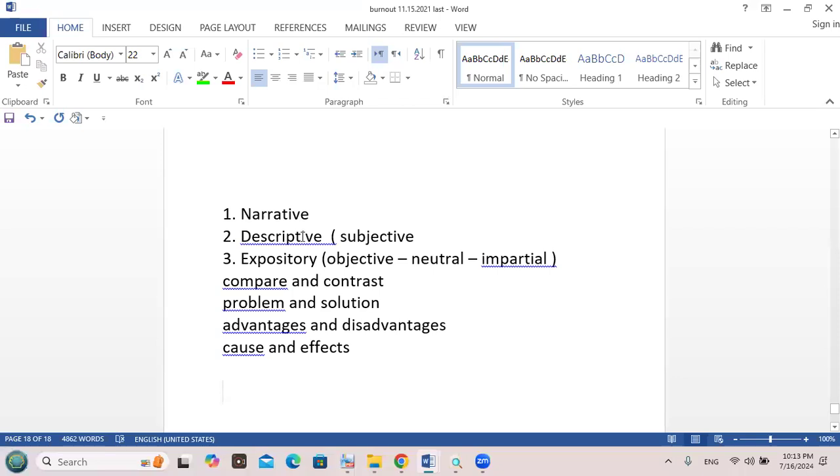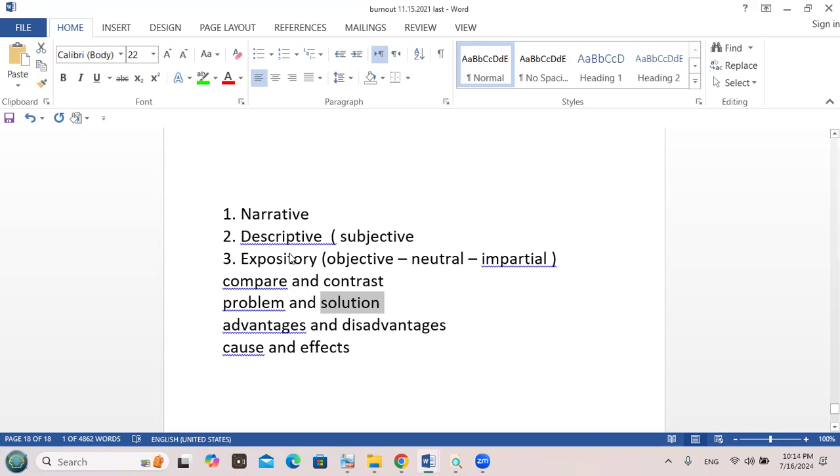In compare and contrast, you have an introduction, one body for similarities, and then one body for differences. In the problem essay, you introduce the problem, describe the problem and its effect, and then you mention the solution in a different paragraph. The same applies to advantages and disadvantages. You organize it as an introduction to break the ice with the reader, mention the topic, and then body one for the advantages only, and body two for the disadvantages. The same applies to causes and effects.